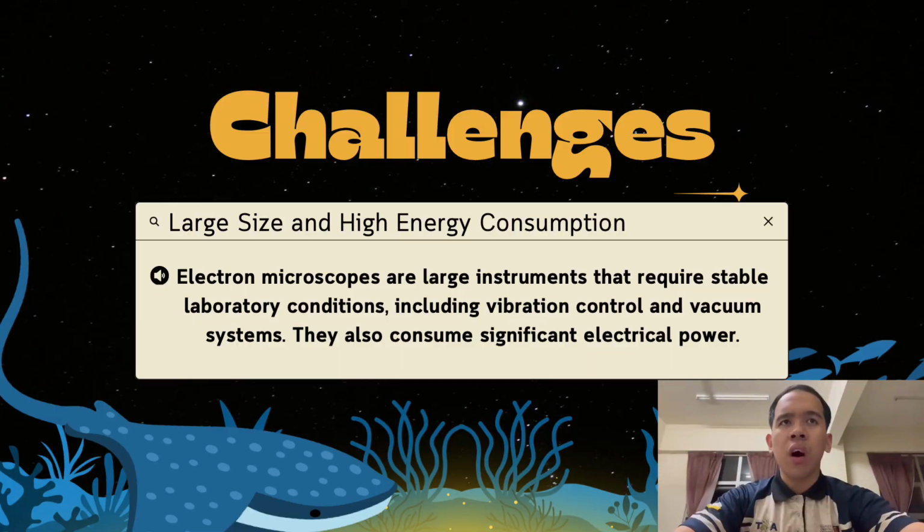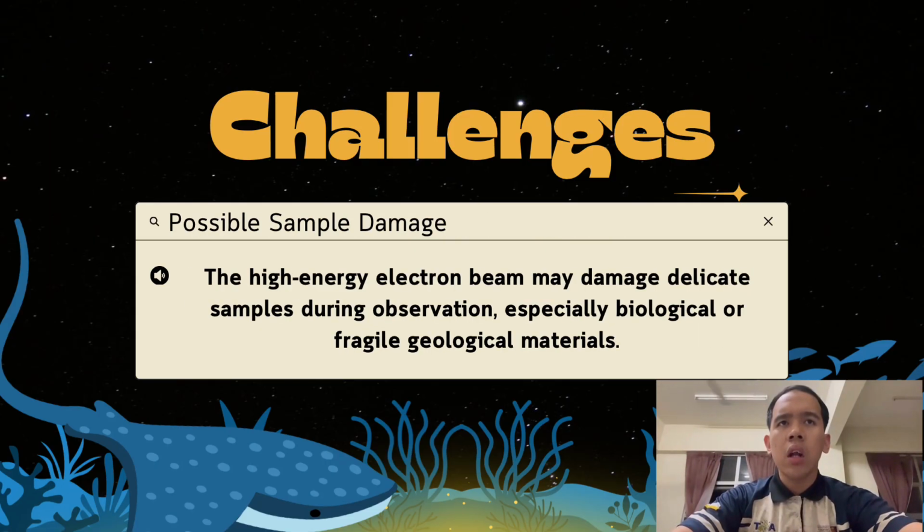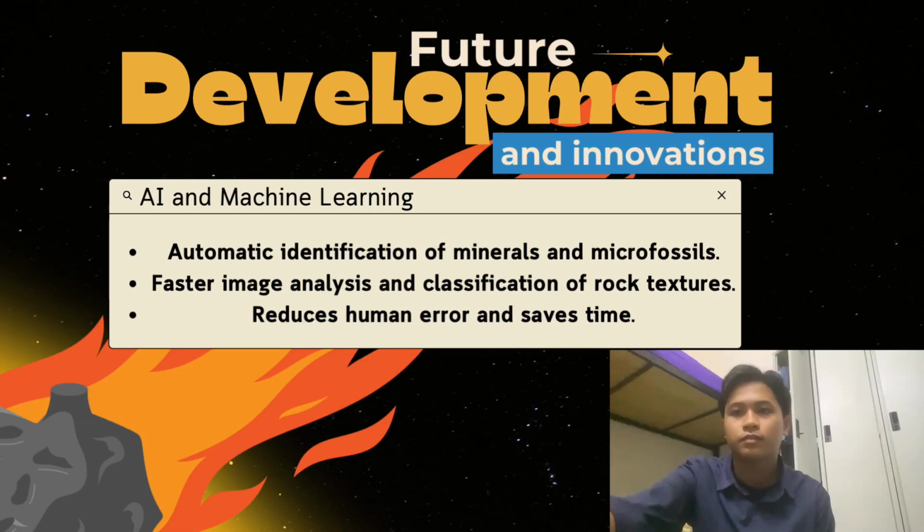Electron microscopes are also large instruments that consume a lot of energy. They require special laboratory conditions, including vacuum systems and vibration control, to function properly. Lastly, the powerful electron beam can sometimes damage delicate samples, especially fragile geological materials or biological specimens.